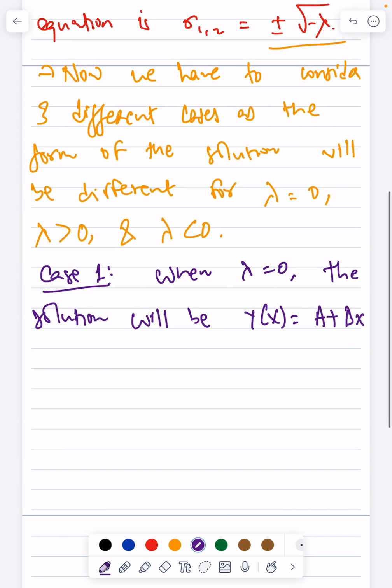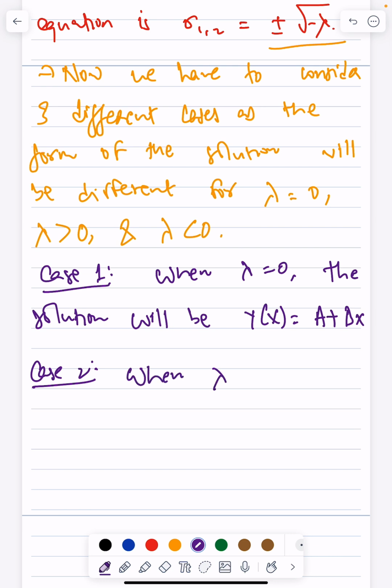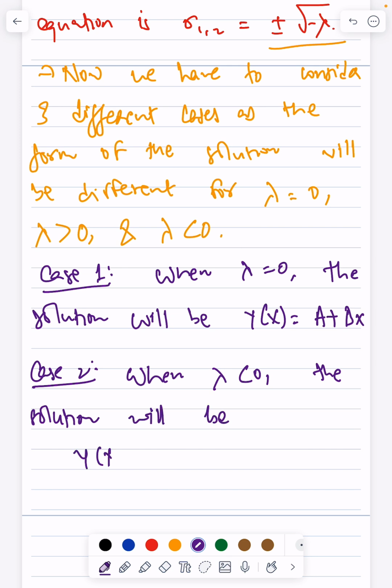When lambda is less than 0, the solution will be a e to the power of negative lambda x plus b e to the power of square root of negative lambda x, right?